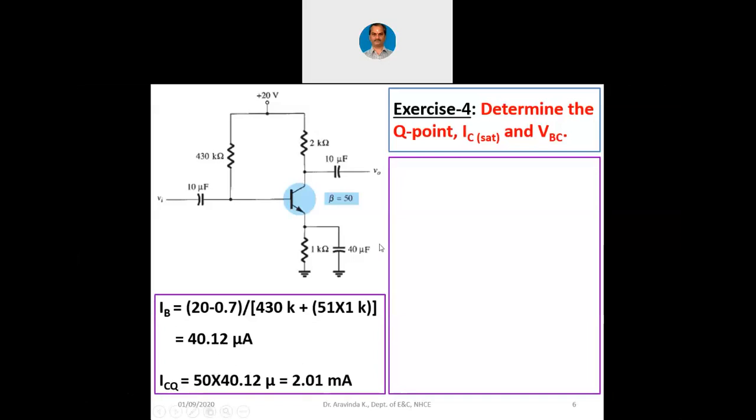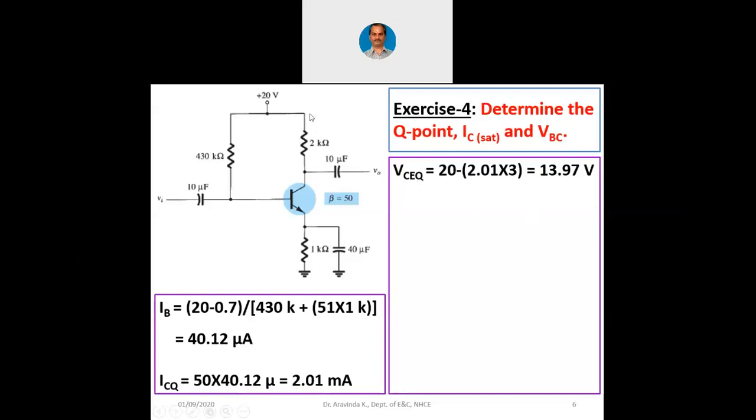Okay, fine. Now, IB is this value. ICQ is, beta is 50, so 50 into 40.12 microamperes equals 2.01 milliamperes. Okay, that is correct. ICQ should be accurately 2.01 milliamperes. Rohit has got 2.23 milliamperes and Sayan has got 2.2 milliamperes. There is a slight difference. Anyway, now what is VCE?